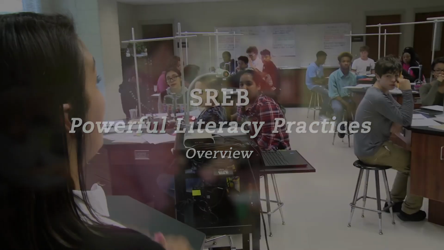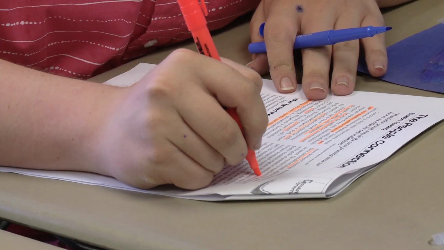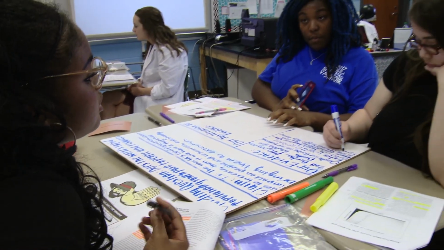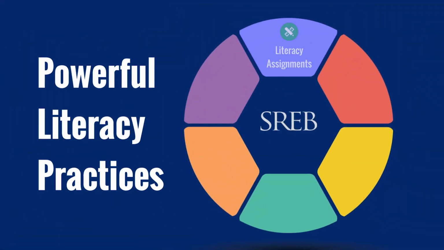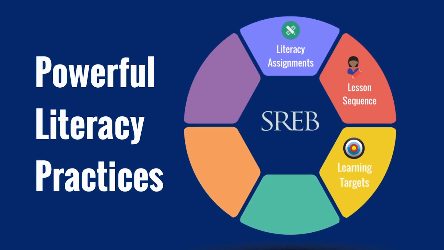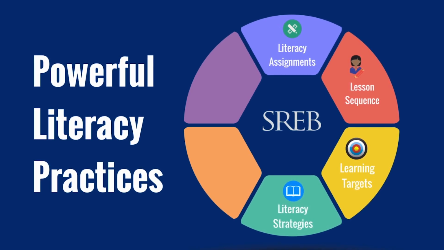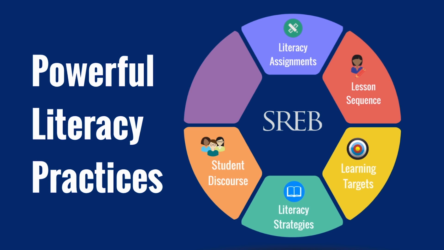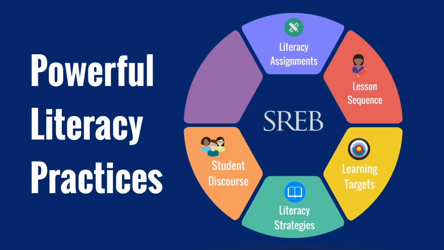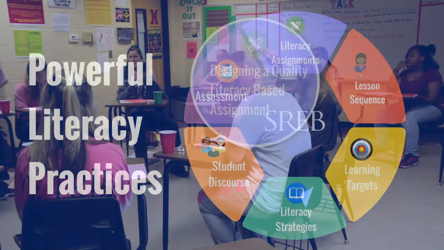SREB powerful literacy practices include 6 major indicators. Each indicator, when applied to planning, instruction, and assessment, can ensure a literacy-based classroom built on deep student understanding rather than coverage of material. These indicators include designing a quality literacy-based assignment, developing a lesson sequence, establishing learning targets that measure students' level of understanding, integrating literacy strategies to support learning, integrating student discourse to support ownership of learning, and assessing students throughout the learning process. Let's take a closer look at each of these.